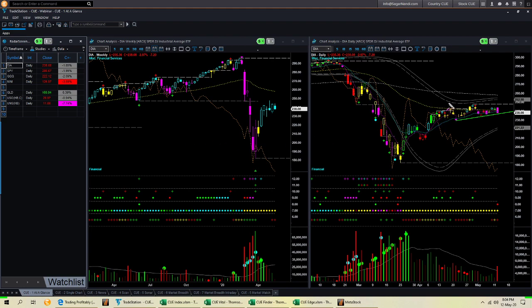This is Dow Jones Industrial Average ETF DIA. I'm using the weekly, daily at a glance template. I'm using Q Elite on TradeStation. In the daily chart, price was moving inside a narrow range. That is why I was avoiding taking long trades.